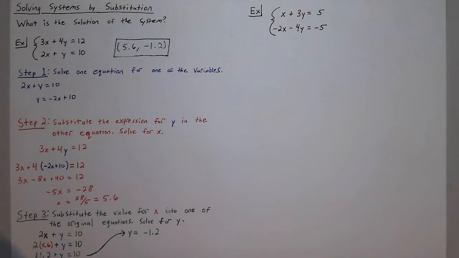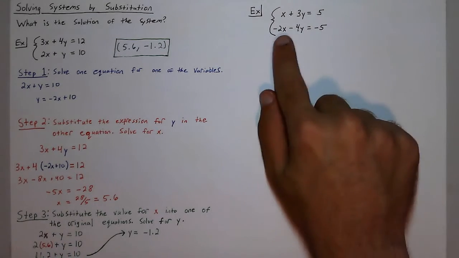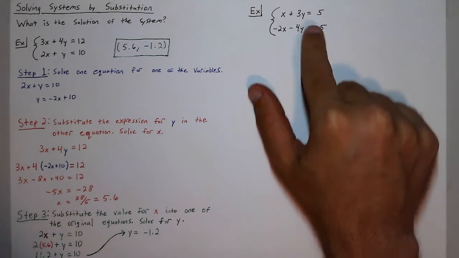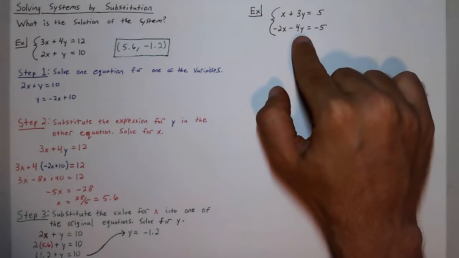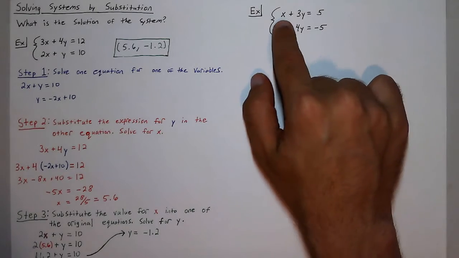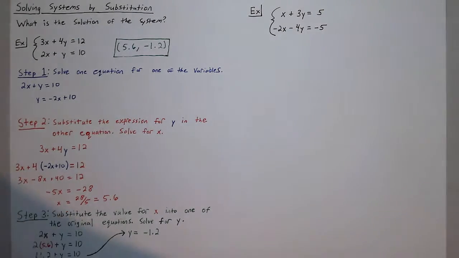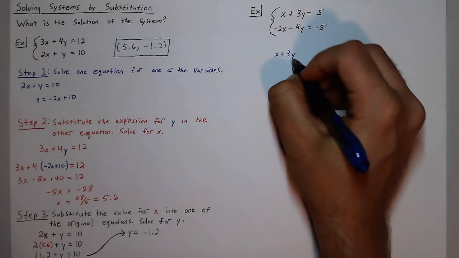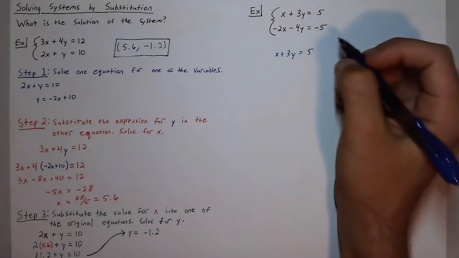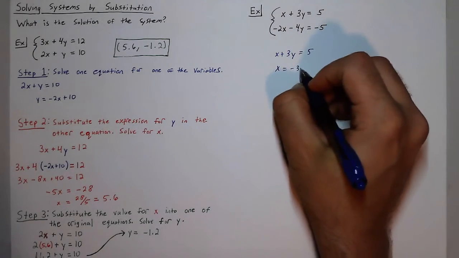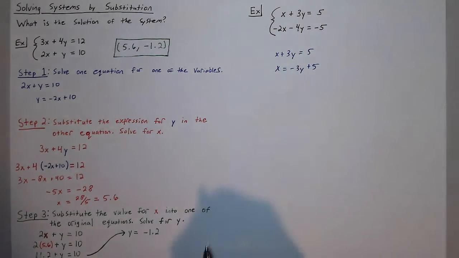In the second example, I have x plus 3y equals 5 and negative 2x minus 4y is equal to negative 5. In this example, I shouldn't solve for y since there are still coefficients in front of it, when I have an x with no coefficient in front of it. So I will start off by solving x plus 3y equals 5 for the x variable, which would be negative 3y plus 5.